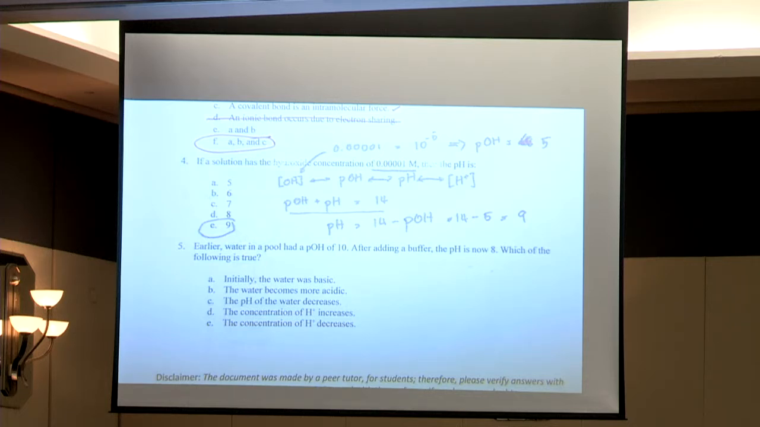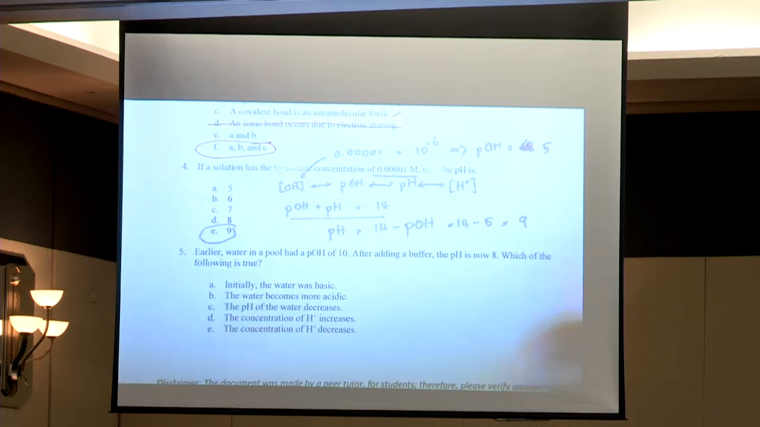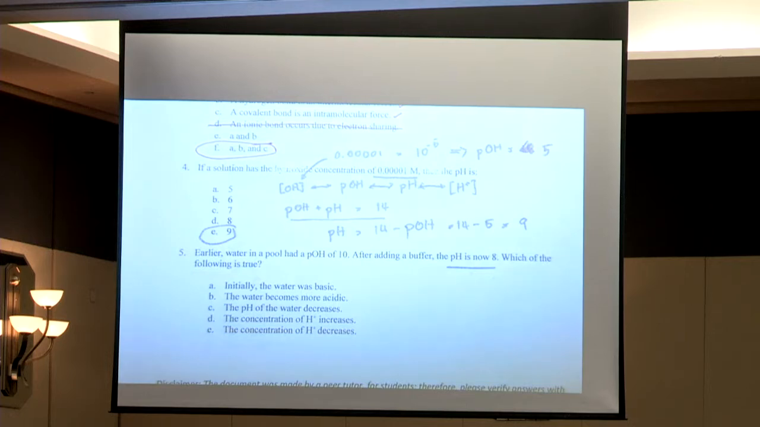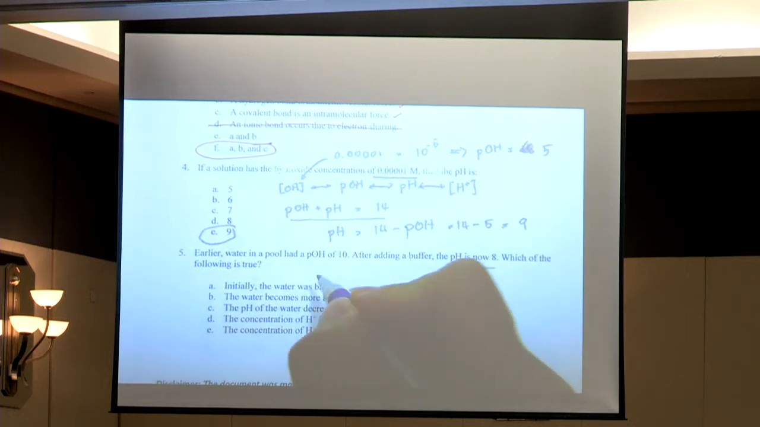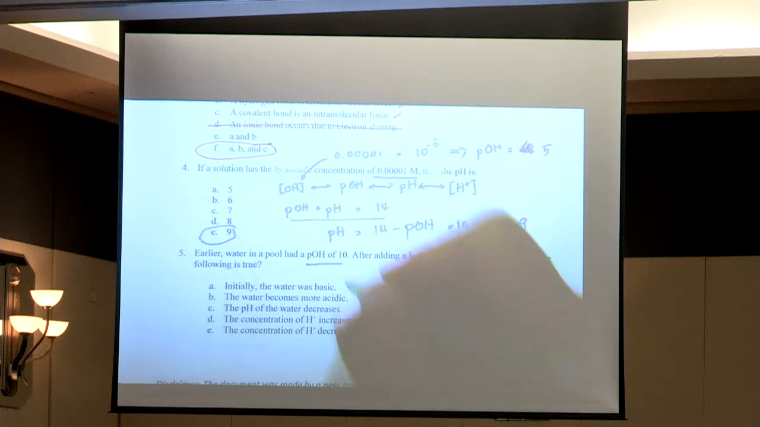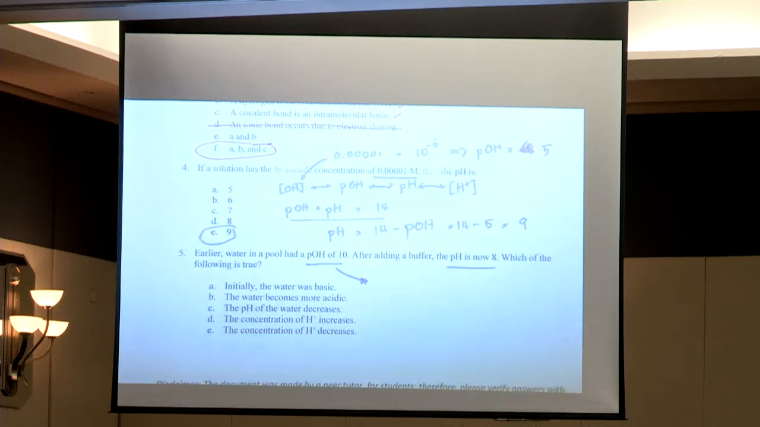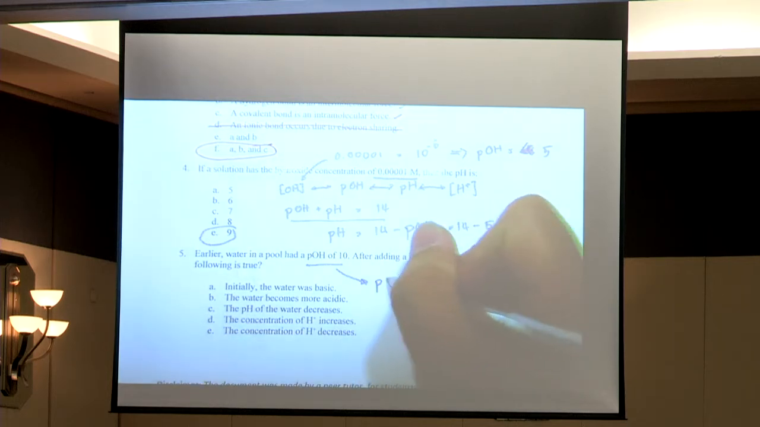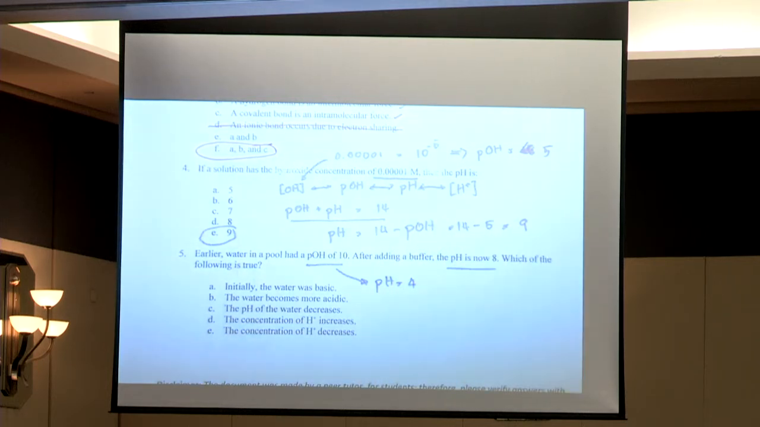It's up to you, whichever you're comfortable with. You can convert pOH into pH and compare, or convert pH into pOH. But I think it's easier just to do it as pH because that's what we're familiar with, right? So if they're starting with a pOH of 10, what is the pH at the starting point? 4, right? pH is equal to 4 at the starting point.